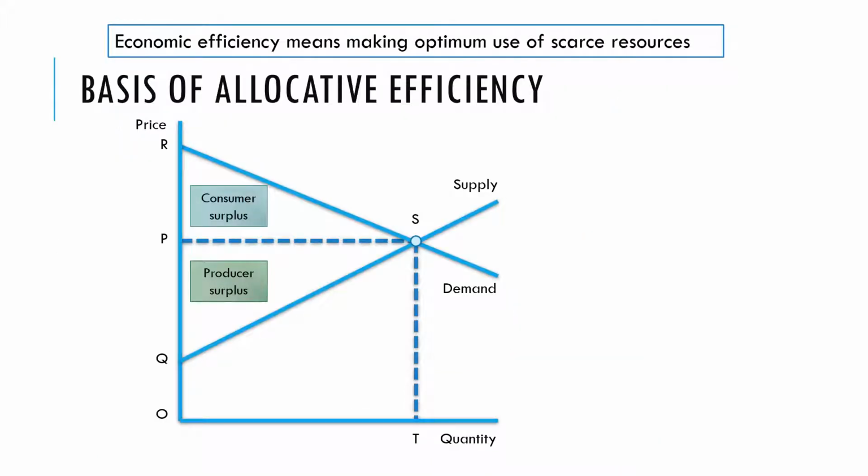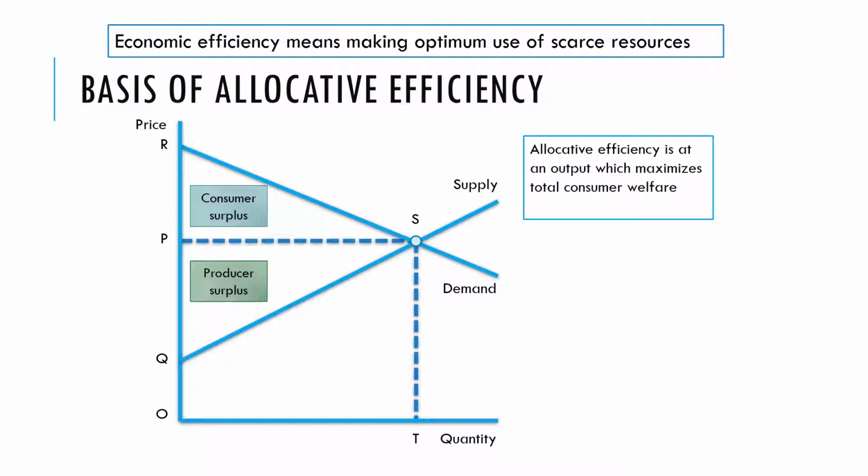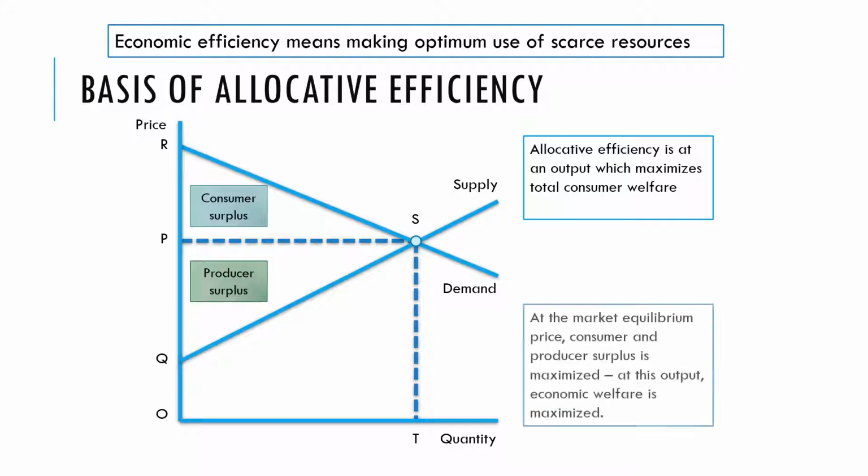The first measure of efficiency we're going to look at is allocative efficiency. Allocative efficiency is when the price and output that the market produces maximizes total consumer welfare. At the market equilibrium price here, we can see that consumer and producer surplus is maximized. So we have a price of P and a quantity being sold of T, and this maximizes the consumer surplus.